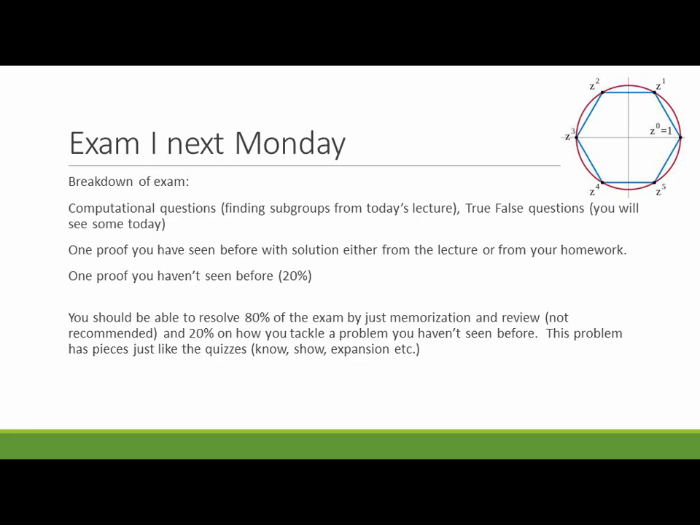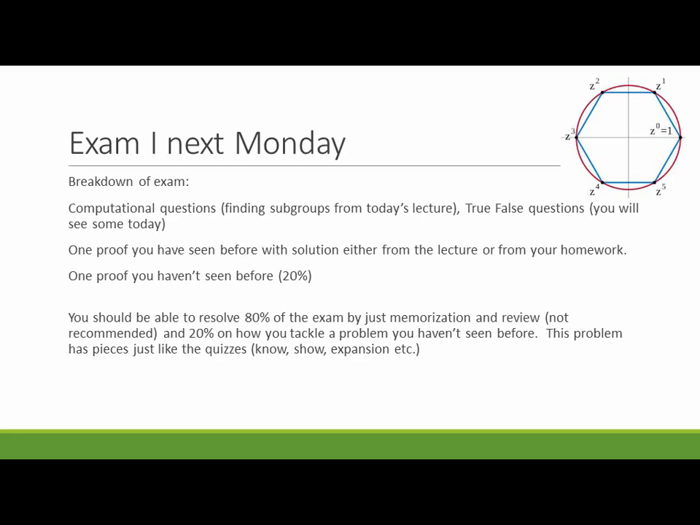Can you give me an example of a finite non-commutative group? Yes, you can. Dihedral group of 4 elements. So there are things that you already have seen where there are examples where those true-false questions will fall into place. One proof that you've seen before, where I already have posted solutions, will definitely be there. And one proof you haven't seen before, that'll be a 20%.